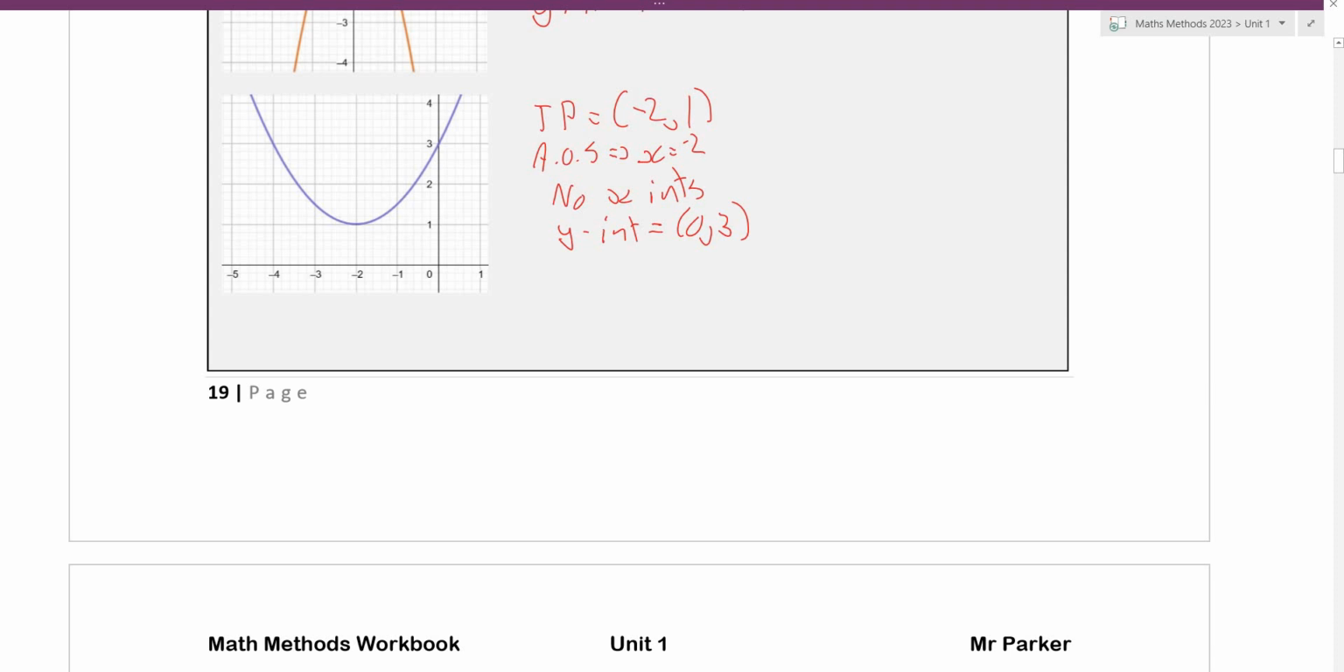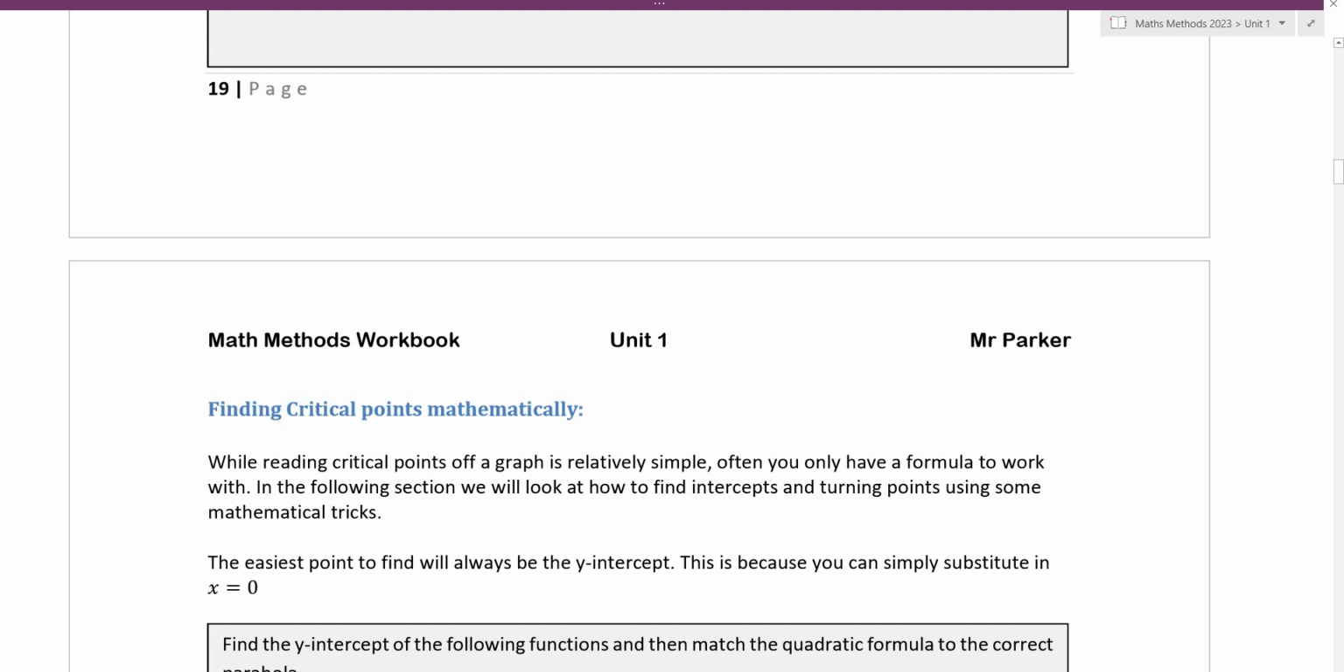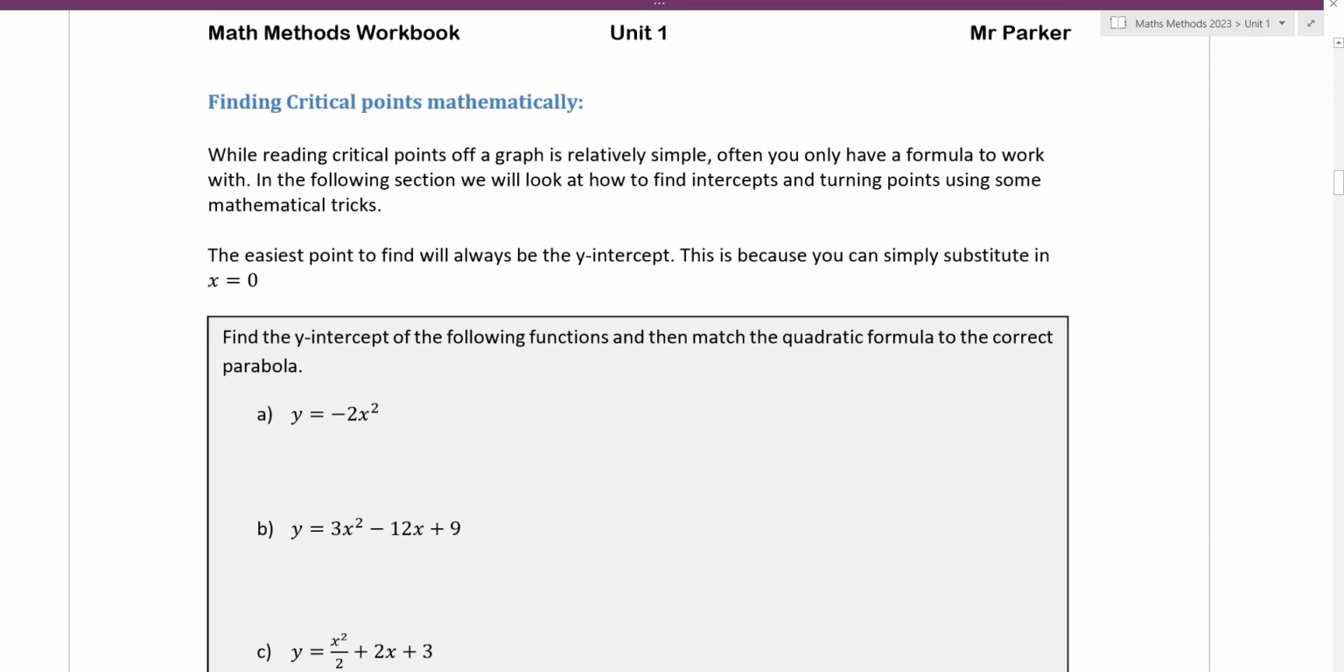We're going to learn, if I give you a rule like y equals 5x squared minus 2x plus 3, we're going to learn how to get those values just from the rule, not from just looking at the graph. Let's start now. So, finding critical points mathematically. Reading critical points of a graph is relatively simple. Sometimes you only have the formula. In the following section, we're going to look at finding intercepts and turning points using some mathematical tricks.